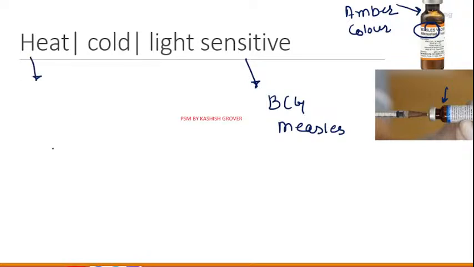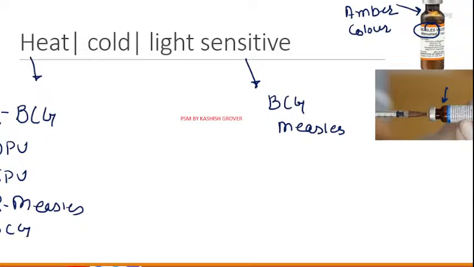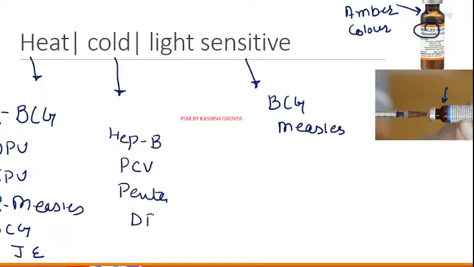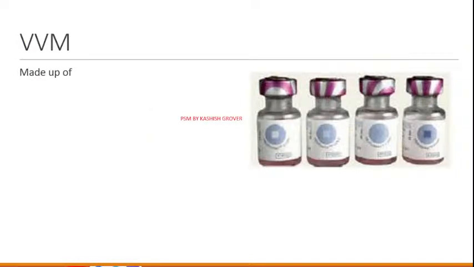Now what about heat sensitive vaccines? If recombinant BCG is there, then it is the most heat sensitive vaccine. Then OPV, then IPV, then recombinant measles, then BCG, and then Japanese encephalitis. What about cold sensitive vaccines? Hepatitis B, PCV, pentavalent, DPT, and TD. These are cold sensitive vaccines. Among these, this is the most important question they ask you. Which vaccine is most heat sensitive? It is recombinant BCG.